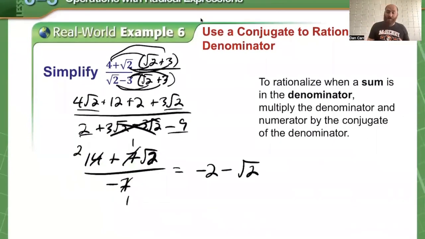And that's it. So we're just dealing with basically these two ideas. How do we distribute with our radicals? And also, when we do rationalizing with something like this, we have to use our conjugate pairs.